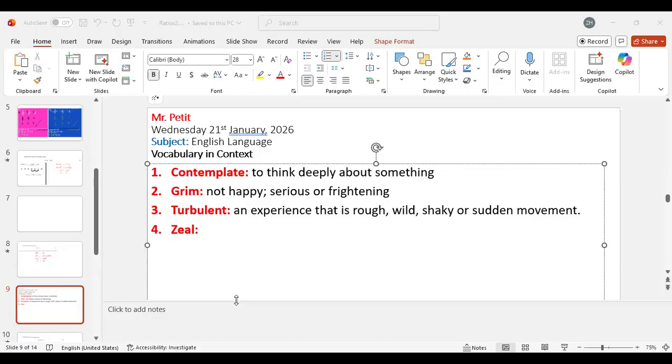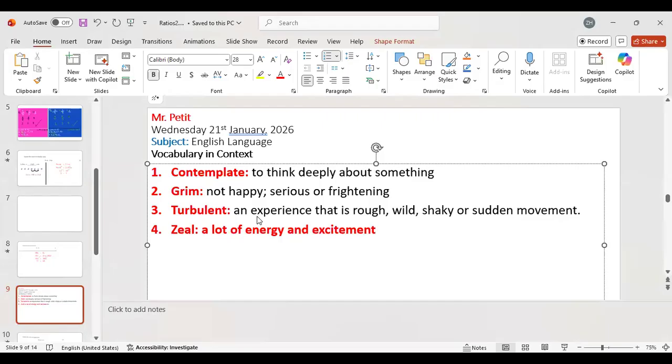I think the word gives an emotion type of vibe. Very good. Someone said with joy, with enthusiasm. I like that. So that's what zeal means. Great energy. Very good. A lot of energy and excitement. Zeal rhymes with meal. And when I have a good meal, I have a lot of energy, I'm happy and excited.